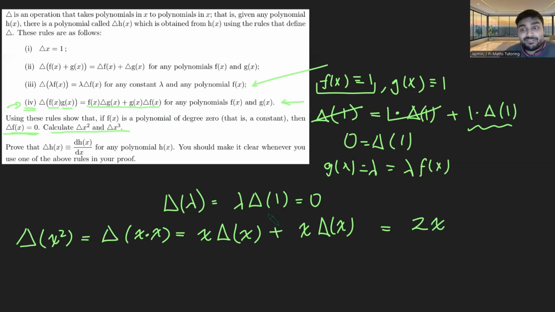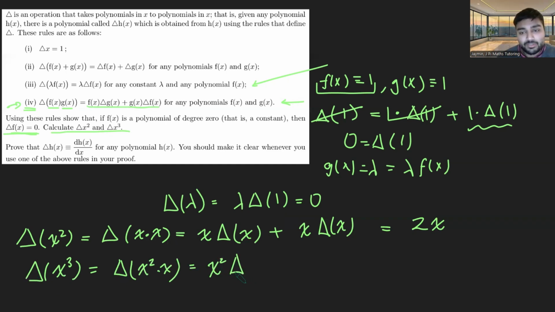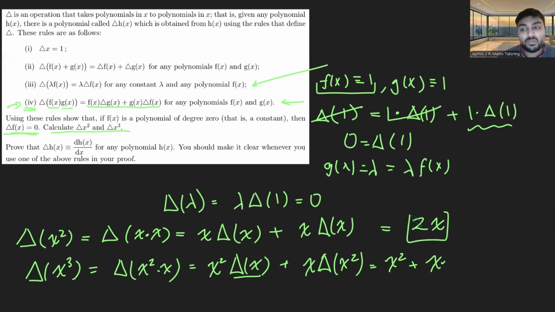So this kind of is on the right lines. We are almost on our way to showing that this is the derivative function. And we can do something similar for triangle of x cubed. So triangle of x cubed, we're going to write this as triangle of x squared times x, which is going to equal x squared times triangle of x plus x times triangle of x squared. So x squared times triangle of x is 1, so that's going to be just x squared. Plus here I've got x times triangle of x squared, which we've just worked out is 2x. And so we've got 2x squared plus x squared. That's 3x squared, like so. Okay, this is pretty cool.